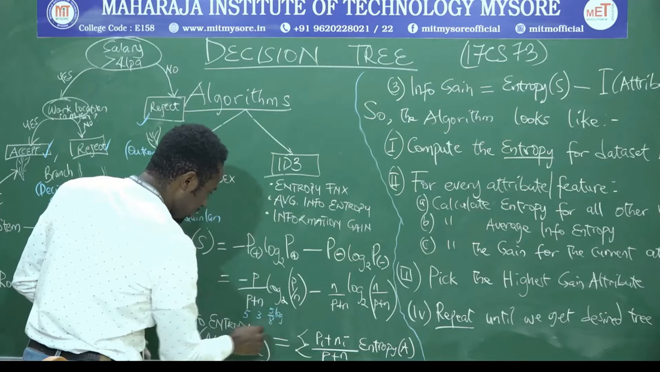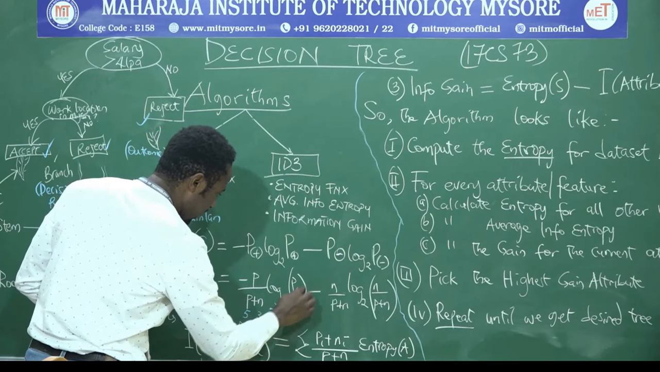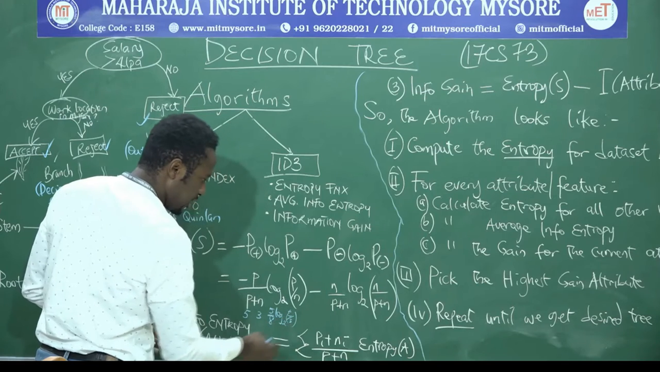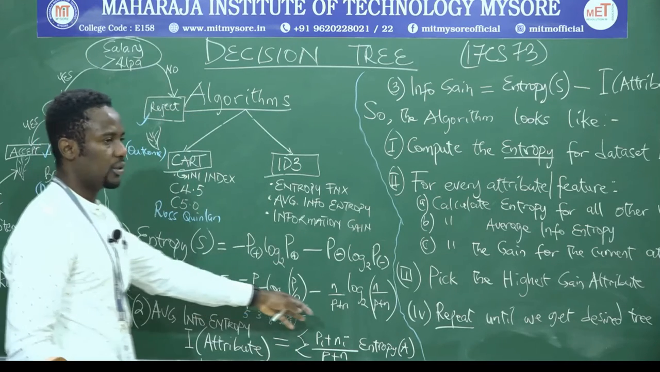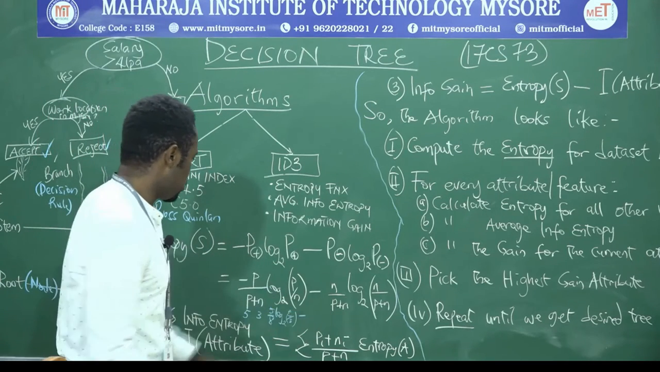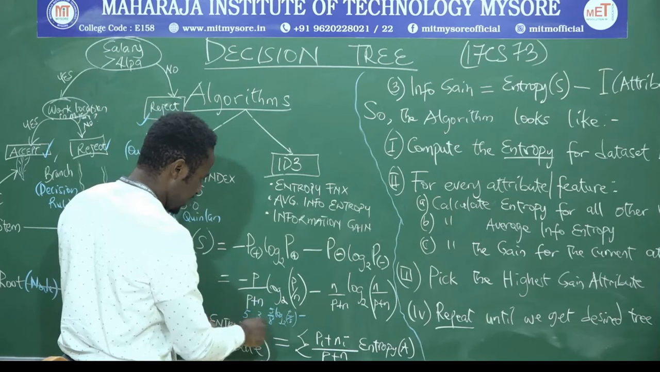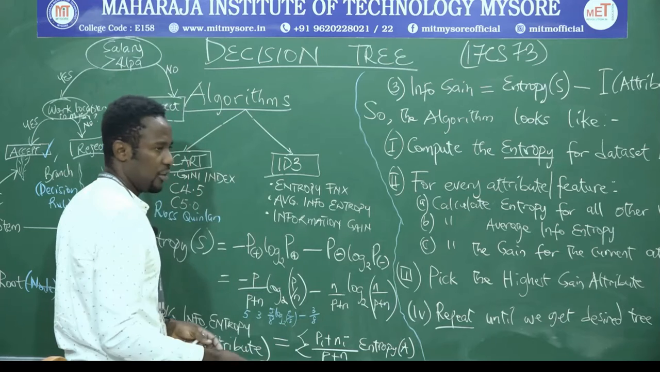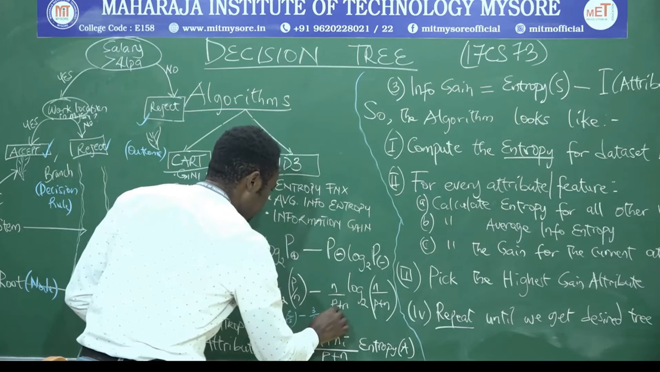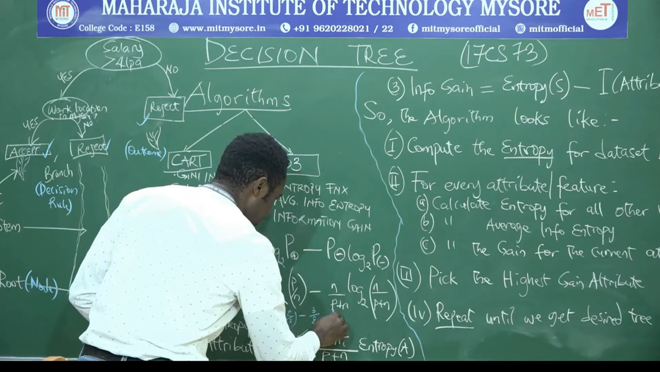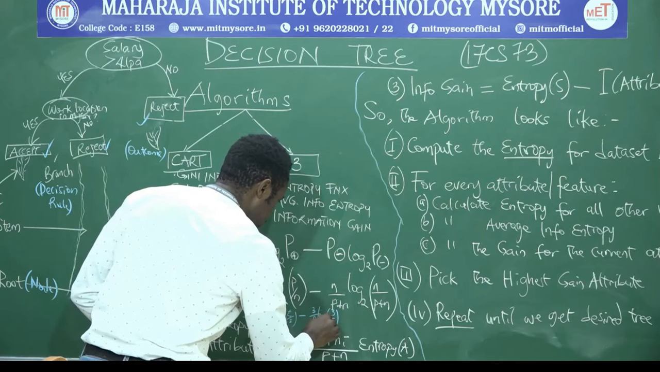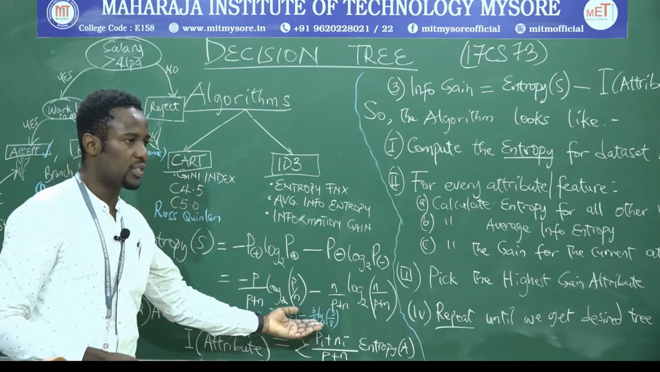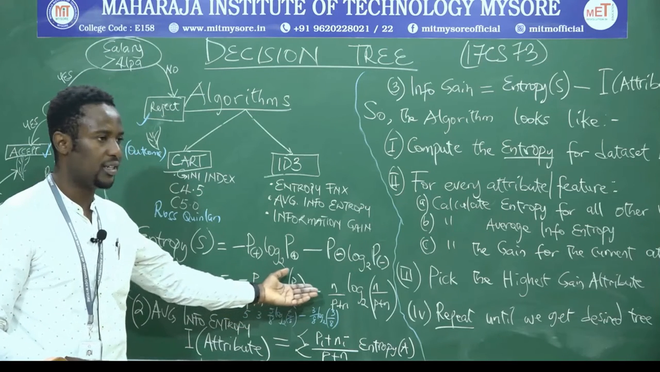Log of 5 upon 8 to base 2, minus, now we talk about the negative examples. The negative examples here number 3, so we say 3 upon, again, 8. The denominator remains the same. Then again 3 upon 8 log base 2. This is what we are going to compute. This is explicitly what that formula is telling us.